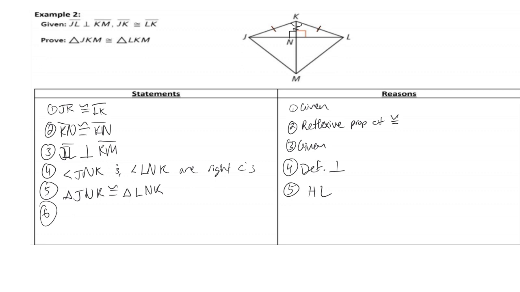All right, and then also we know this big piece, right? KM is congruent to itself, right? By the reflexive property.